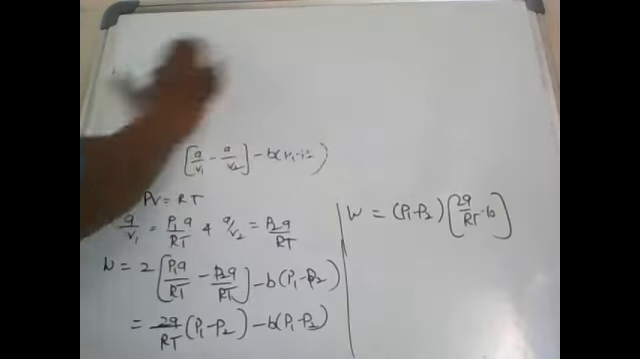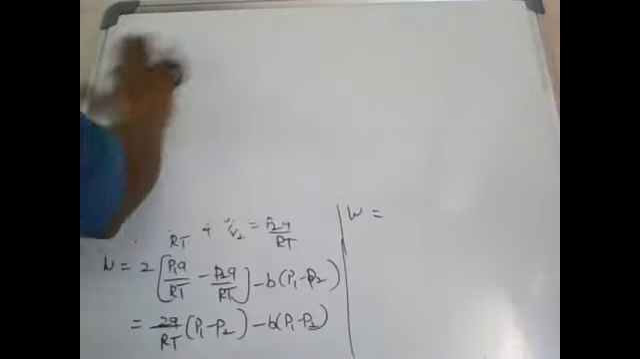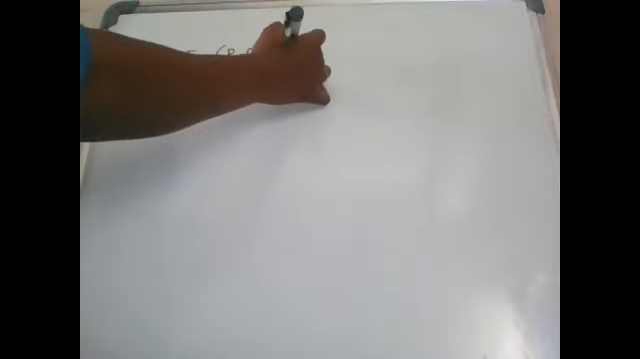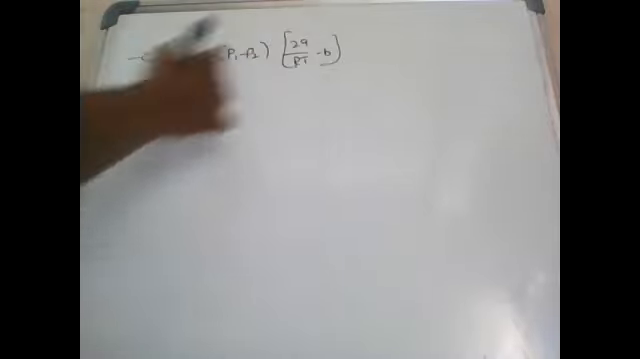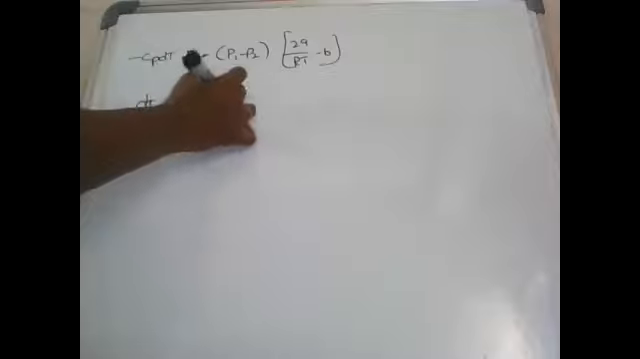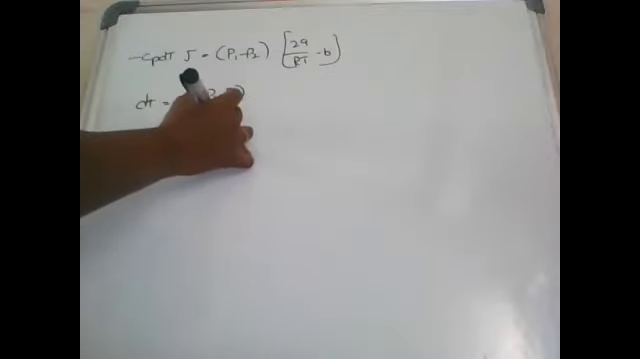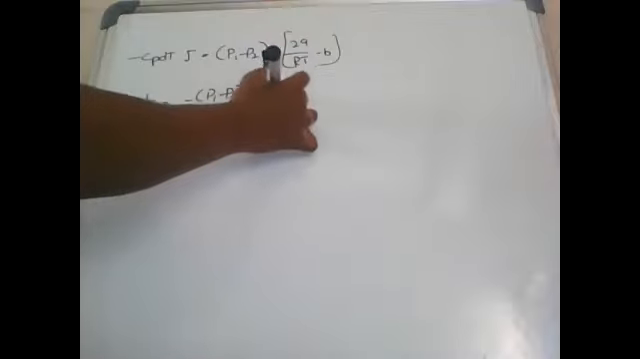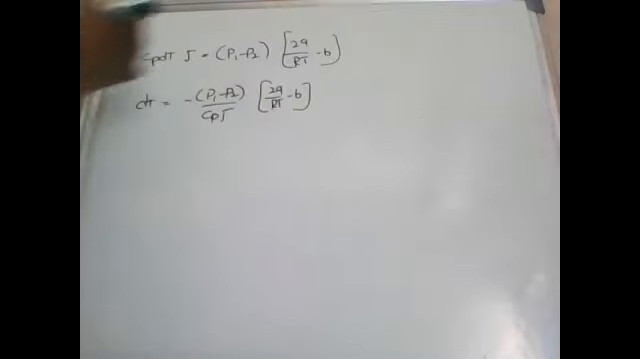Then we can write minus C suffix P dT into J equals (P1 minus P2) into (2A by RT minus B). So dT equals minus (P1 minus P2) by C suffix P into J, times (2A by RT minus B). So this equation represents the expression for the cooling produced.